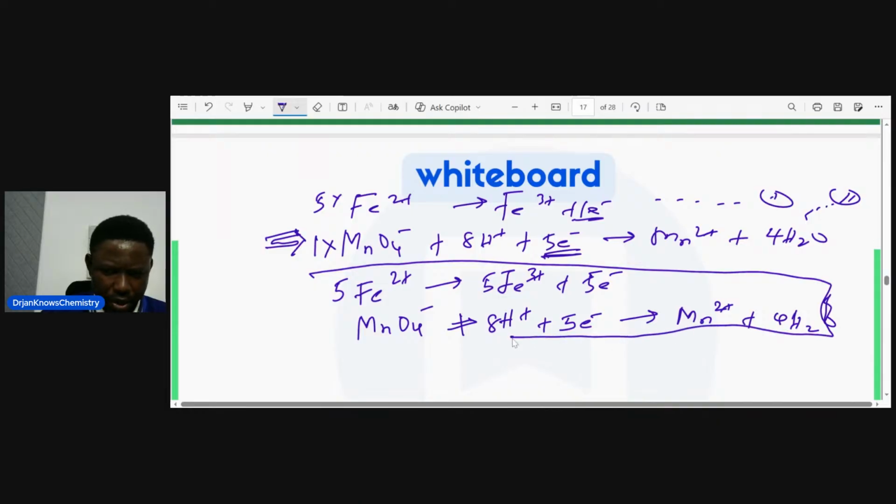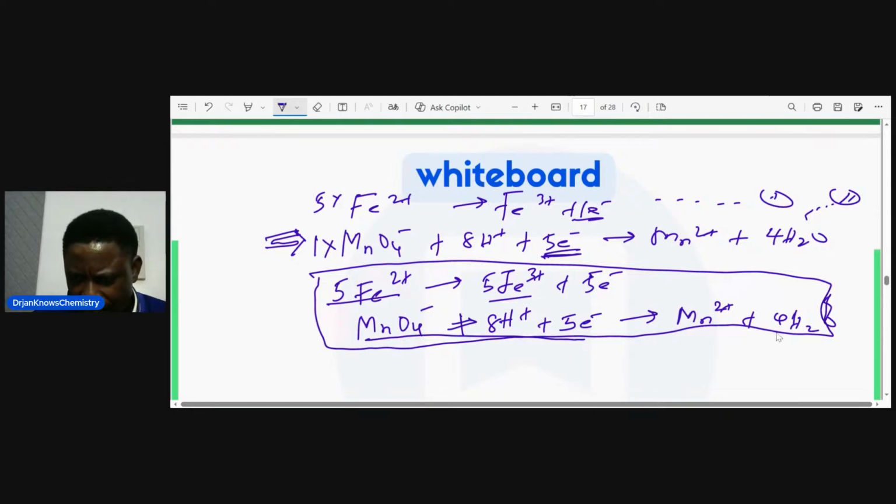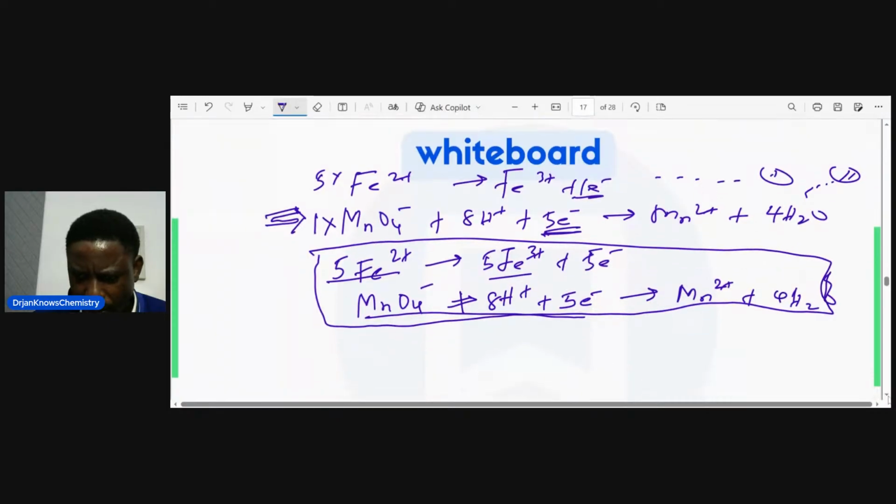We write all the stuff we have at the reactant side. This is reactant, these are the reactant part. Then we write the product too. So then we combine it, and that is the answer for that.